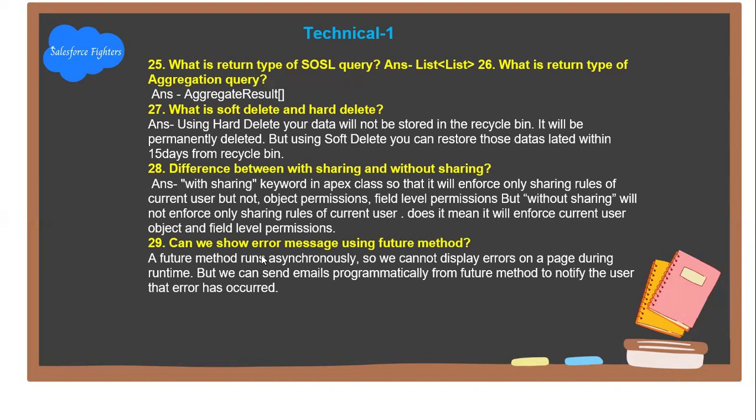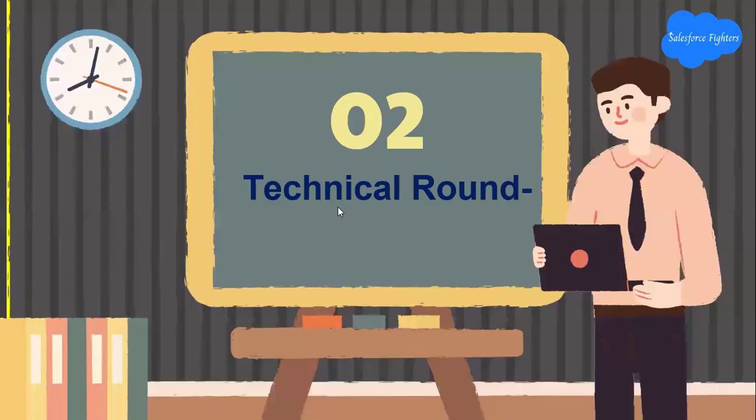Next question, can we show error messages using future methods? Yes, future methods run asynchronously, so we cannot display errors on a page during runtime, but we can send emails programmatically from the future method to notify the users that an error has occurred. Next, technical round questions.